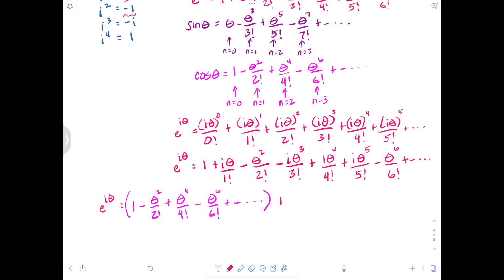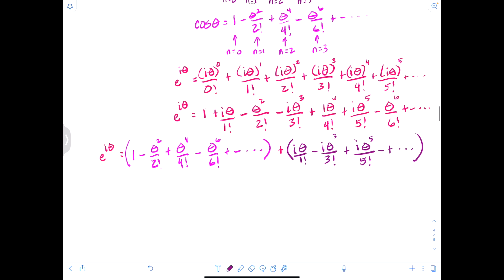and then we're going to add the terms with i. So we'd have i theta over 1 factorial, and then minus i theta cubed over 3 factorial, plus i theta to the 5th over 5 factorial minus plus dot dot dot.